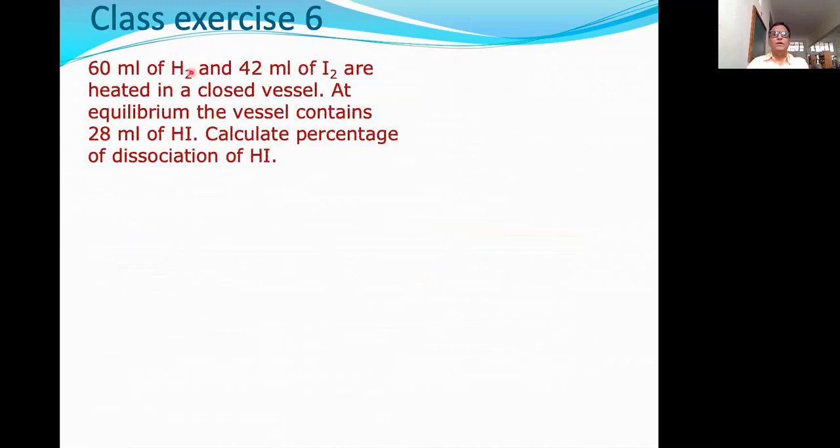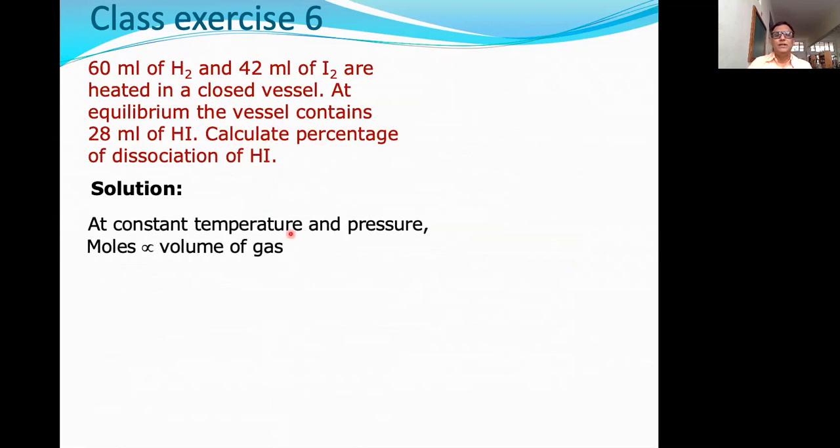60 ml of H2 and 42 ml of I2 are heated in a closed vessel. At equilibrium, the vessel contains 28 ml of HI. Calculate percentage of dissociation of HI.